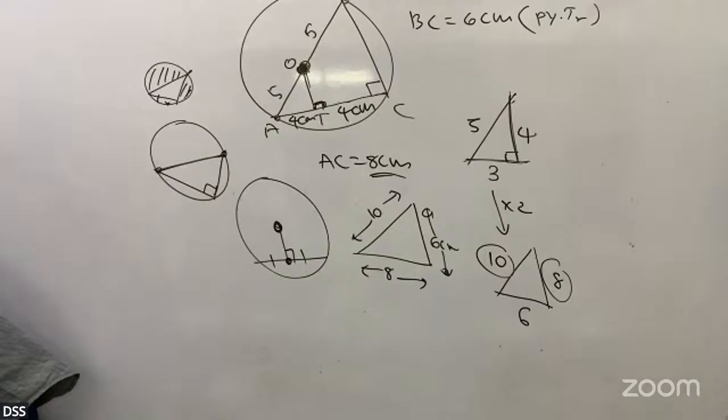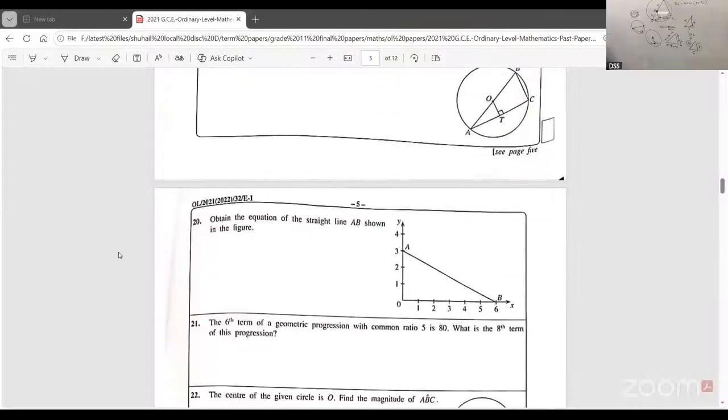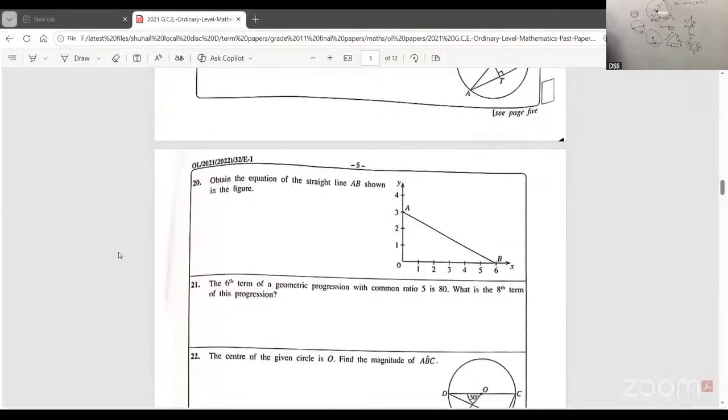Okay. Now the next question. Now this is question number 19. Now question number 20. Question number 20 is related to straight line. They have asked to obtain the equation of the straight line AB shown in the figure they have given. And you can see it crosses y at 3, x at 6. So this 20th one only now we have to do.